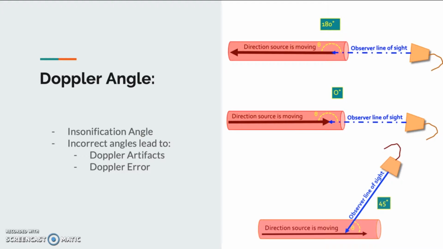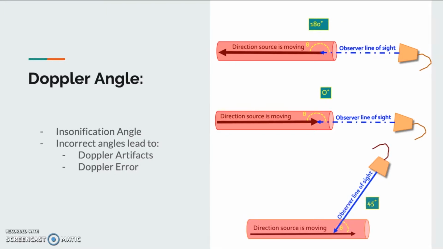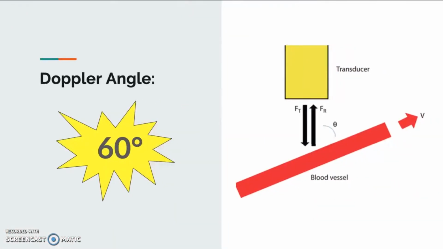Some different examples of angles on this slide are 180, 0, and 45. The 180 degrees angle, the source is moving directly away, the 0 is moving directly towards, and 45 it's moving towards, but at an angle, as you can see, of 45 degrees. The best angle for Doppler is to be between 45 and 60 degrees. This image just demonstrates the 60-degree angle to the vessel when using Doppler.